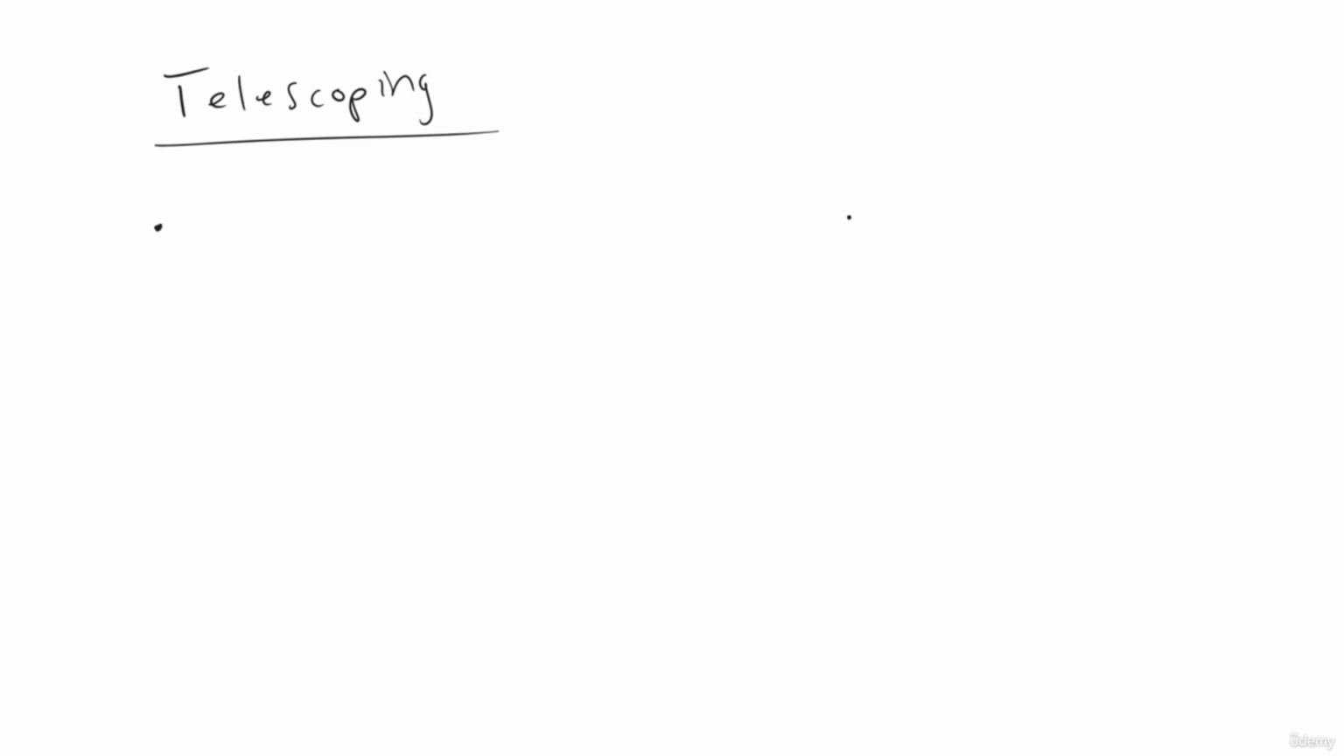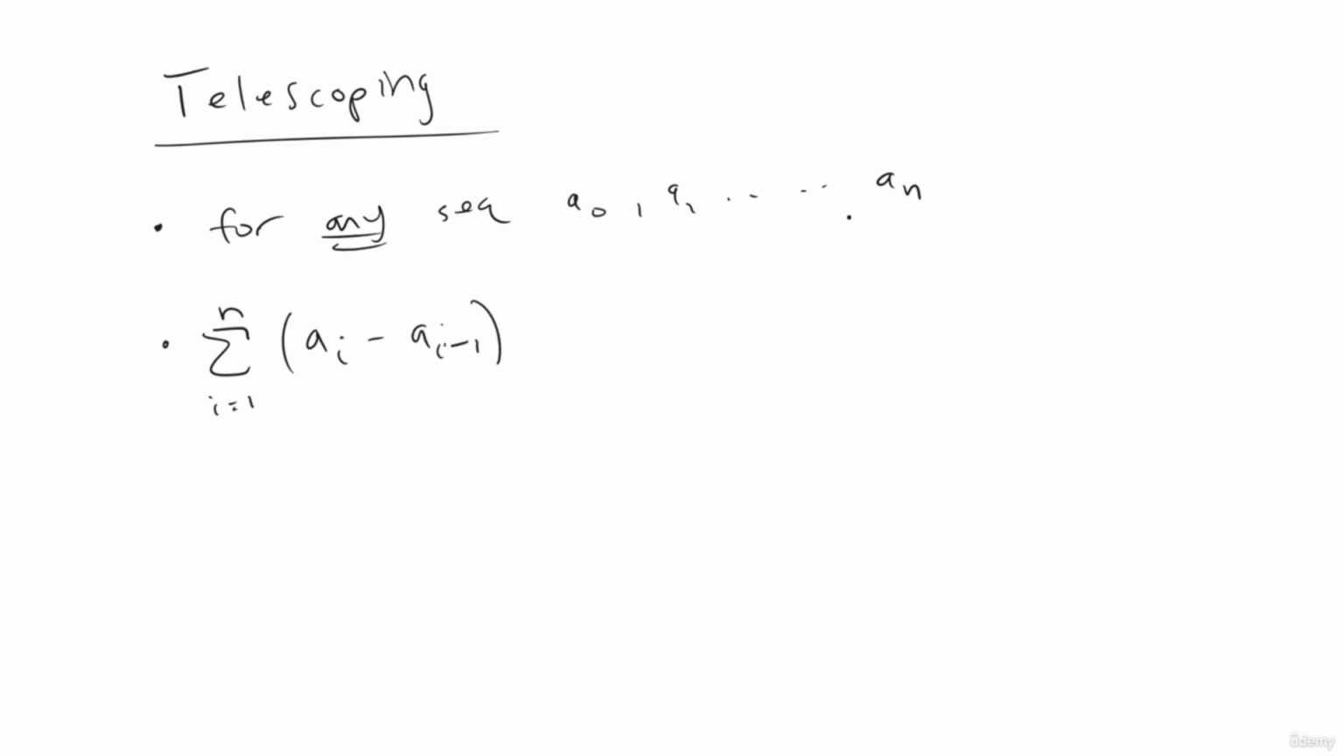It just states, and it's a powerful statement, that for any sequence such that we have A0, A1, all the way up to AN, the sum of the differences between all the consecutive numbers, A_i minus A_(i-1), is just going to be equal to the last number subtracted by the first number. And why is that? This on a sequence is going to look like such.